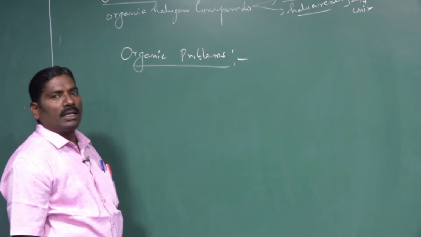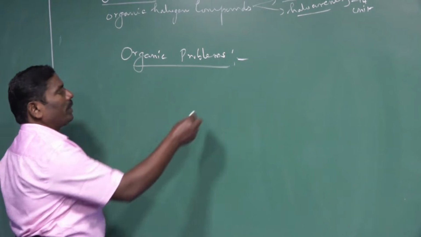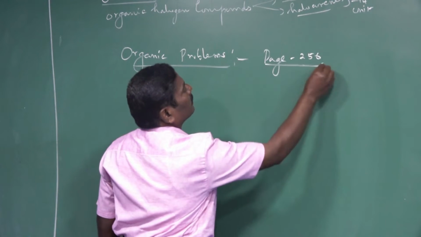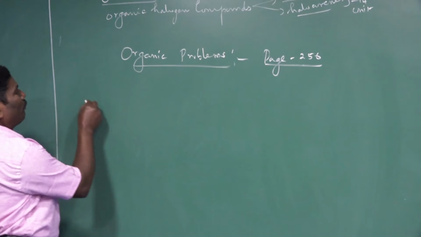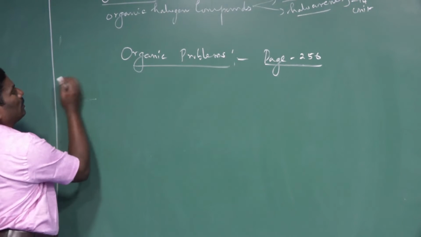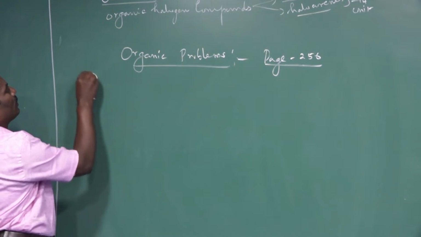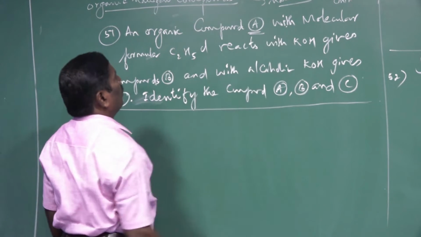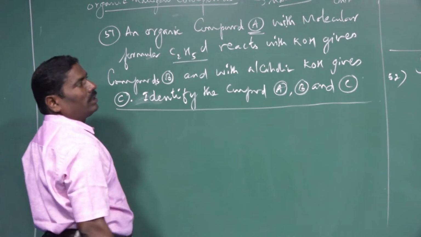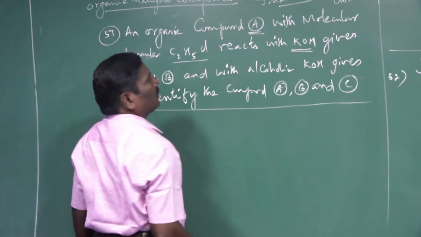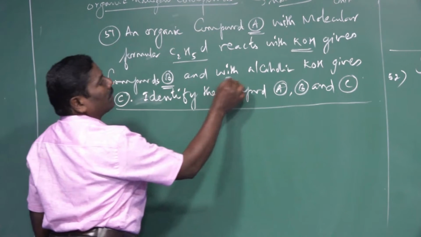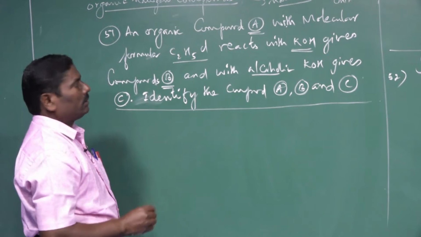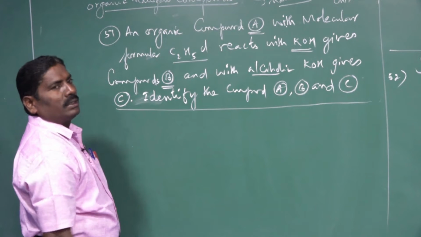Now we are going to see the problem given on page number 256, that is the 51st problem. Organic compound A with the molecular formula C2H5Cl reacts with aqueous KOH, which gives the compound B, and with alcoholic KOH, which gives C. Identify the compounds A, B, C. This is the question. How to approach this problem?